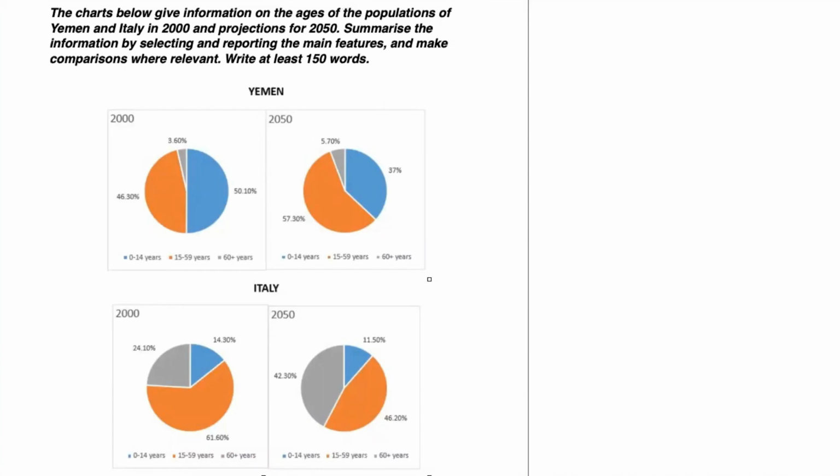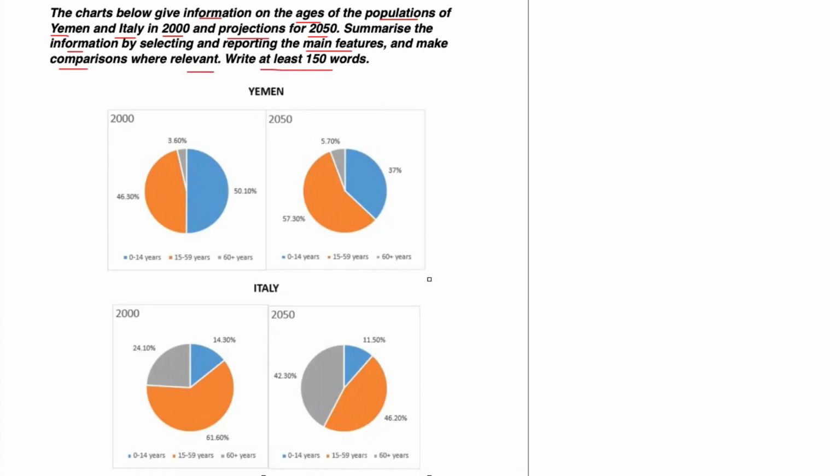Okay, and here is our first example for today. So I'm going to take you through the language and the writing prompt, and then we will get started and we will analyze our charts. So first off, it says, the charts below give information on the ages of the populations of Yemen and Italy in 2000 and projections for 2050. Summarize the information by selecting and reporting the main features and make comparisons where relevant. Write at least 150 words.